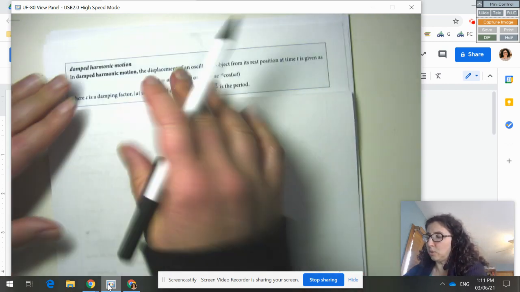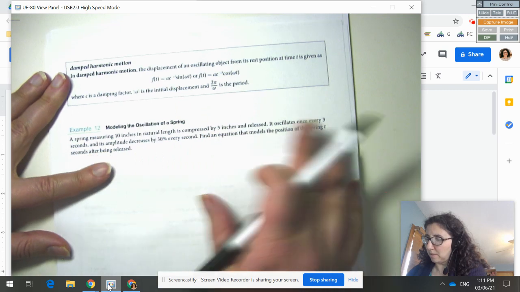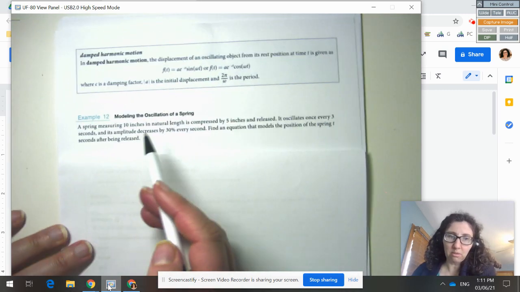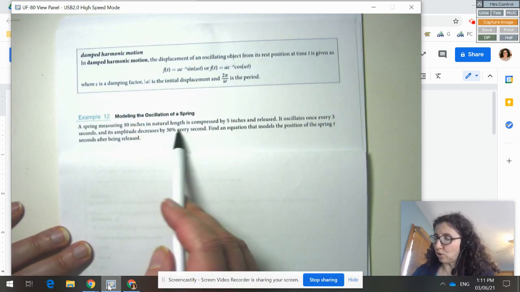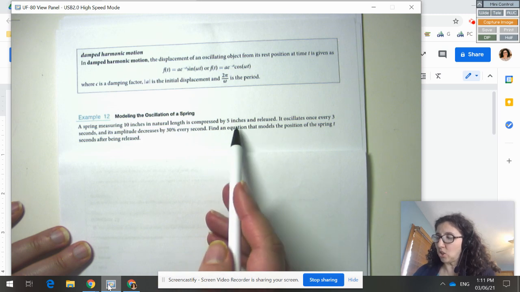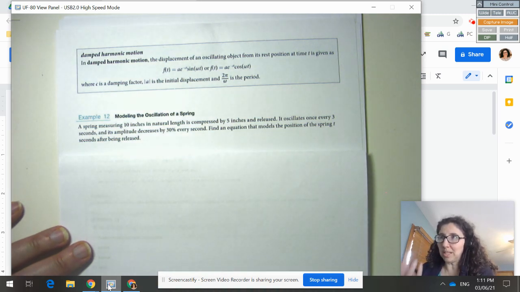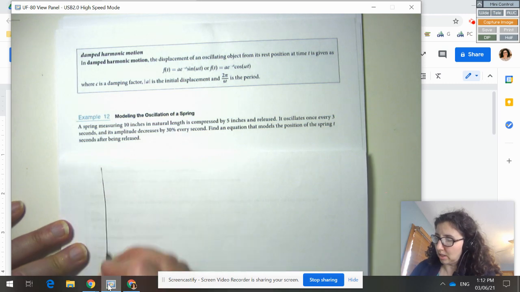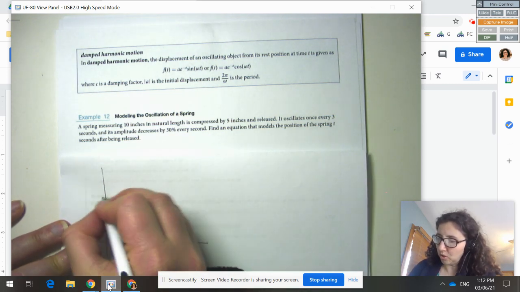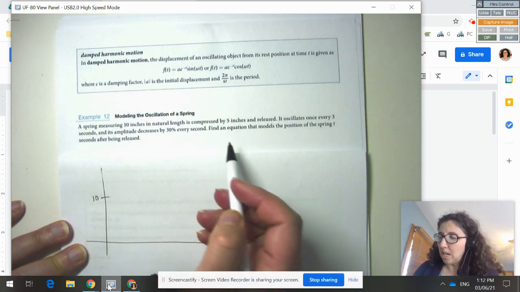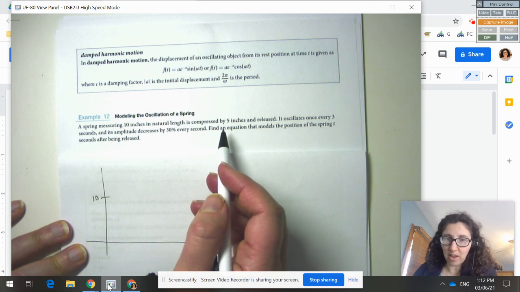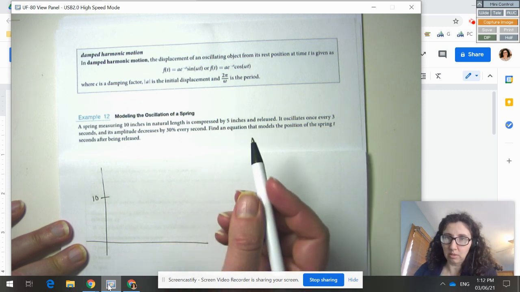Okay, so let's do an example where we would figure out what that was. All right, so we have a spring, 10 inches in natural length, that is compressed by 5 inches and released. Okay, so it's normally hanging at 10 inches. So here's 10. It's compressed by 5 inches and released.